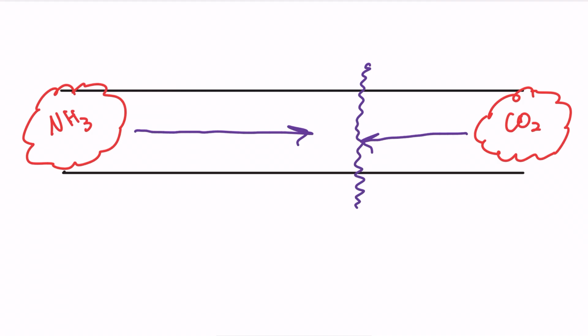Not in the middle, because if it was in the middle, both of the molecules would have to be having the same rate of diffusion. And because ammonia is smaller, it diffuses quicker. You just need to be aware of that principle and the rule that as our molecules get lighter, or as they get smaller, they're going to diffuse and effuse quicker.